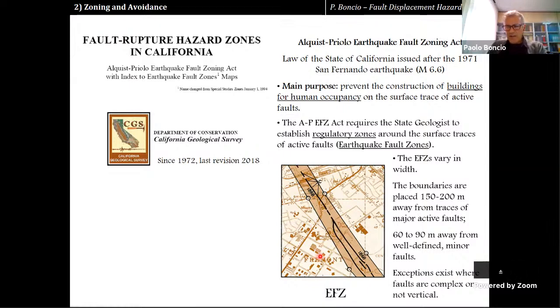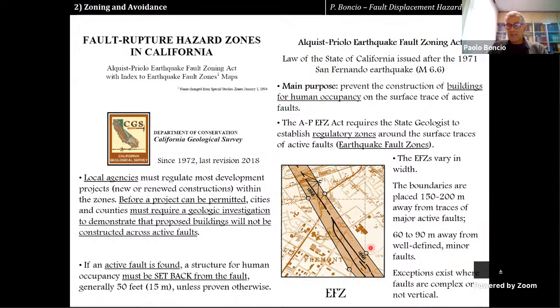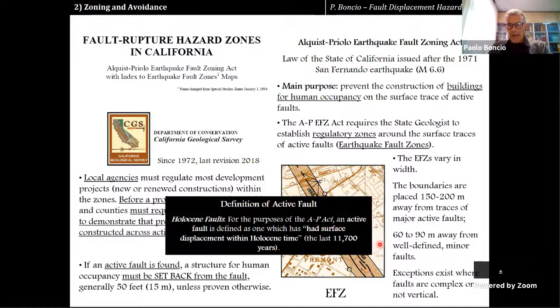And within the zones, local agencies must require a geologic investigation to demonstrate that the building will not be on an active fault. If an active fault is found, the building must be set back from the fault, generally 15 meters. So we have an earthquake fault zone and a setback. An active fault regulated under the Alquist-Priolo Act is a fault with Holocene activity.